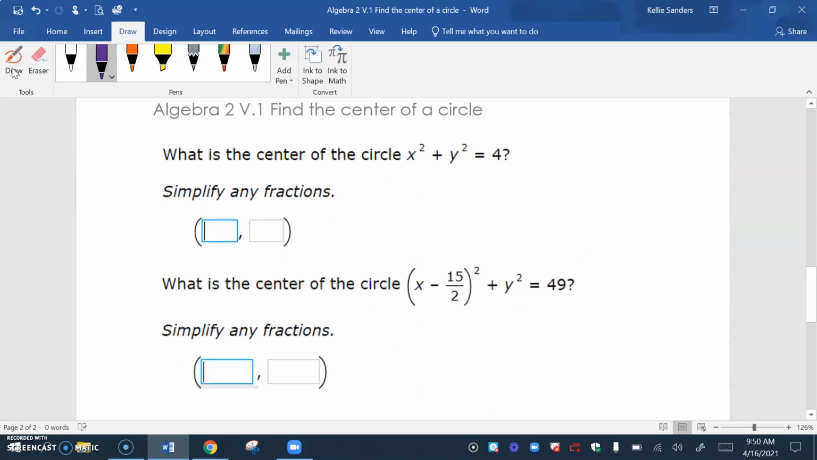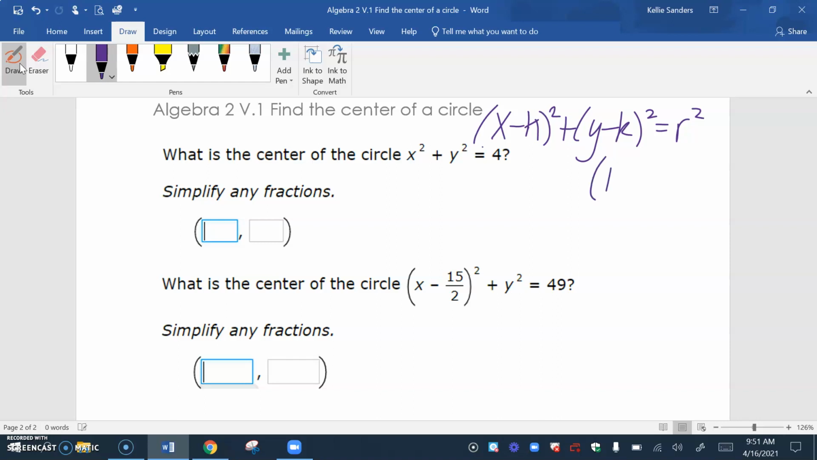But then we have equations. And the equation that you need to know is x minus h squared plus y minus k squared equals r squared. This is called the standard form equation of a circle.